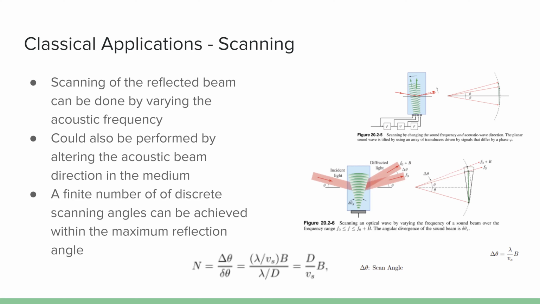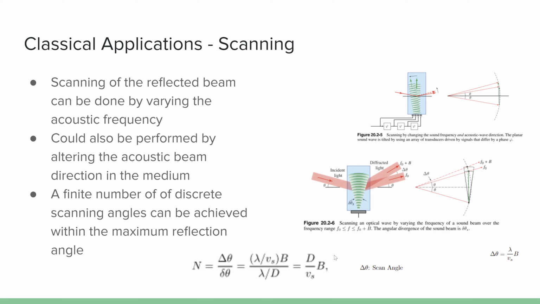But you can have a conventional scanning mechanism where, assume this is not a beam, assume this is a standard acoustic pressure wave going throughout the material. You'll have your incident light. By varying this frequency alone, you can have the diffracted light scan up and down, as shown here. Here's an equation relating your scan angle, with this B term being the bandwidth that we determined earlier in terms of the modulator.